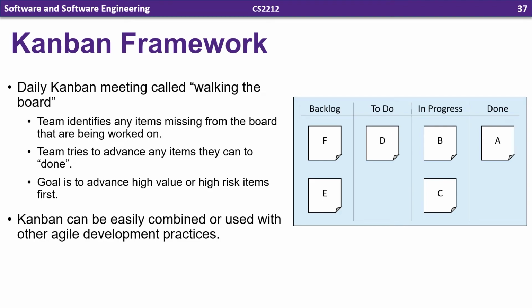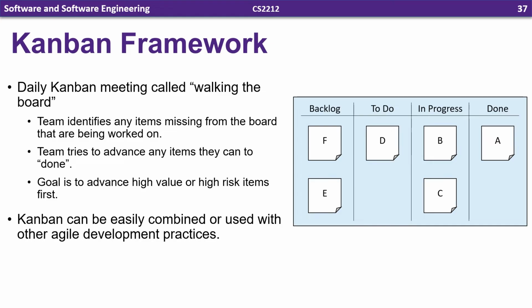So Kanban also recommends daily meetings called Walking the Board. In these meetings, teams identify any items missing from the board that are actively being worked on, and teams try to advance any items they can from where they currently are to the done column. The goal is to advance high value or high risk items first to the done column, as this lowers the overall risk of the project.